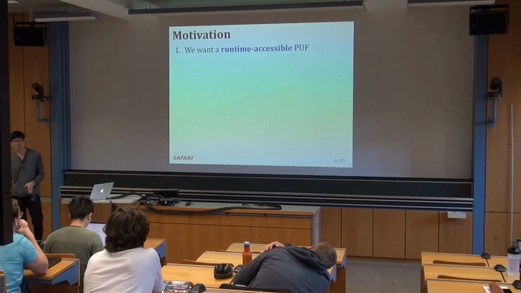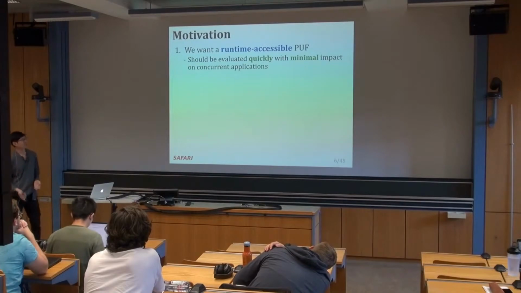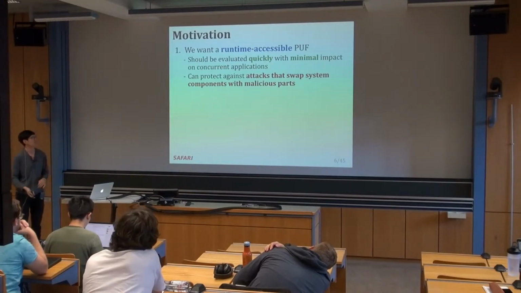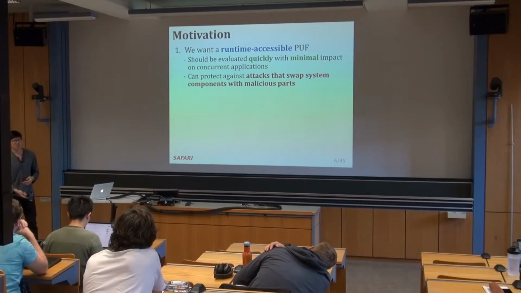First, we want to have a runtime accessible PUF, which can be quickly evaluated with minimal impact on concurrently running applications. We want it to be able to protect against attacks that include swapping system components with malicious parts. And this can be done when we have a runtime accessible PUF that can be evaluated very quickly, so we can determine very quickly when a part was swapped.